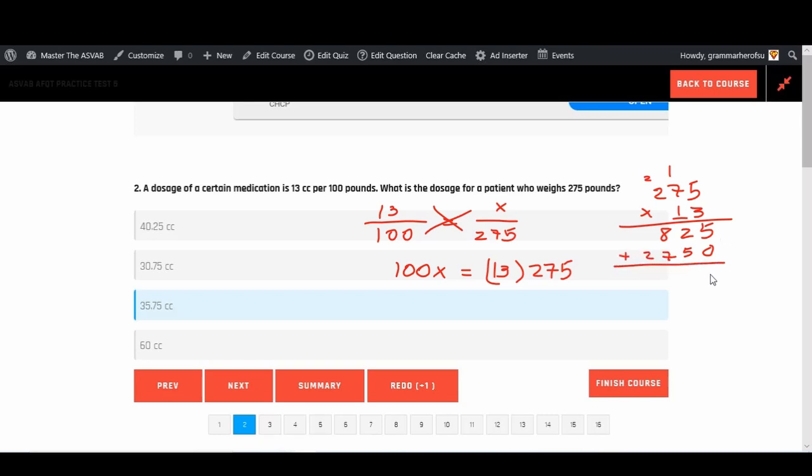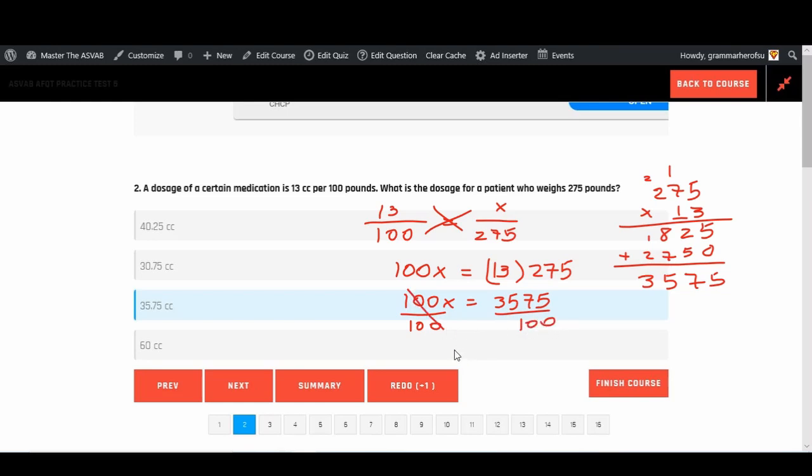Add. 5 plus 0 is 5. 2 plus 5 is 7. 8 plus 7 is 15. Carry the 1. 2 plus 1 is 3. Okay, so we have 100x equals 3,575. Now we're going to divide both sides by 100 to get x by itself.